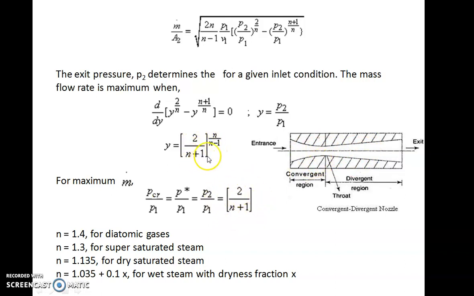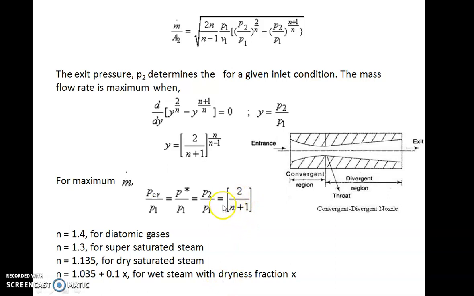So 2 upon n plus 1 raised to n upon n minus 1 will give you the value only if you know the value of n. n is your adiabatic index, 1.4 as we know for air, for diatomic gases. n is equal to 1.3 for superheated steam. n is equal to 1.135 for dry saturated steam. From steam tables you know superheated steam, dry saturated steam and wet steam. And n is equal to 1.035 plus 0.1x for wet steam.